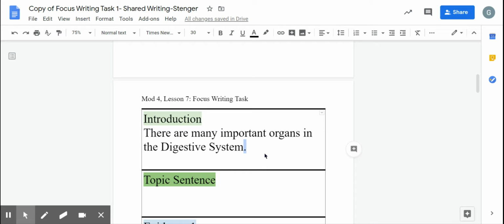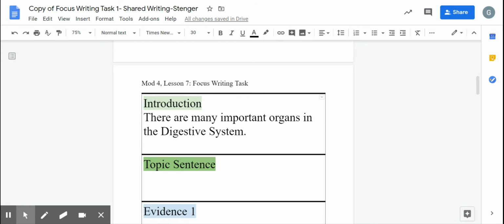Right now, I want you on your piece of paper to write your introduction sentence. You don't have to write the word introduction. You can just start your paragraph with this sentence. There are many important organs in the digestive system. If you need to pause the video to write it, go ahead. Make sure you have this sentence with 1, 2, 3, 4, 5, 6, 7, 8, 9, 10 words. You want to make sure you have a capital D and S for the digestive system.